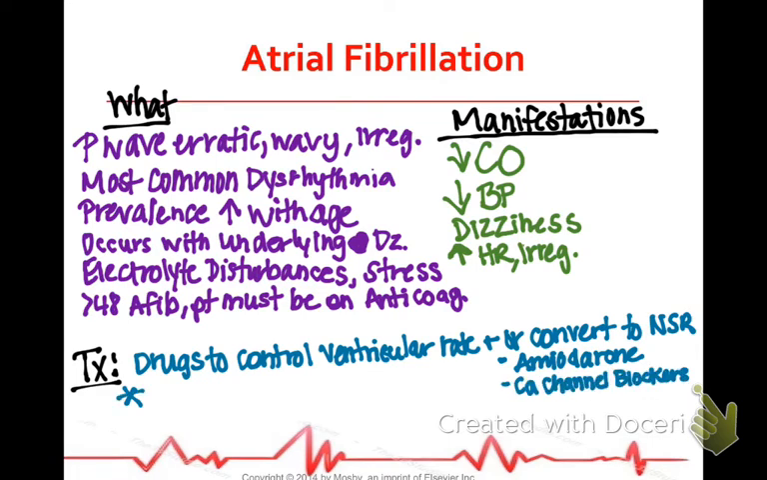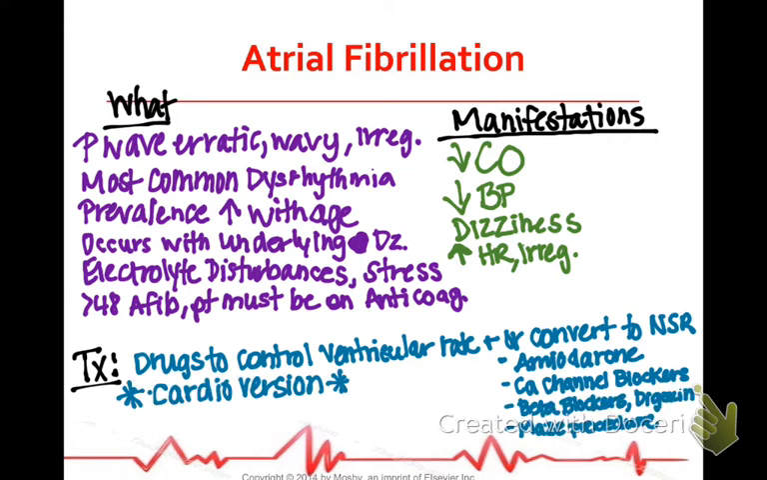So as far as drugs go, or treatment, drugs to control the ventricular rate, or to convert them to normal sinus rhythm, like amiodarone, calcium channel blockers. I've seen them give Cardizem, so they'll try drugs often. Beta blockers, digoxin, they'll try drugs, but they also will cardiovert them. That'll help reset their rhythm. So I put a little star by cardioversion because it's often used for this. We're going to talk more about it.